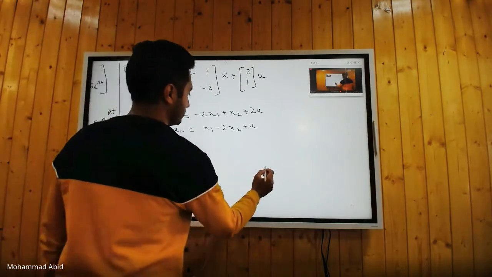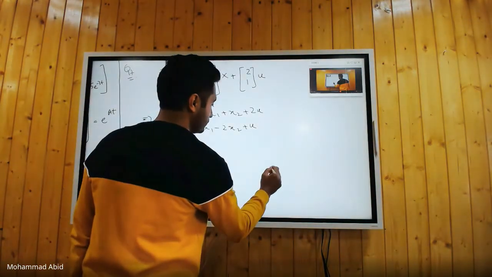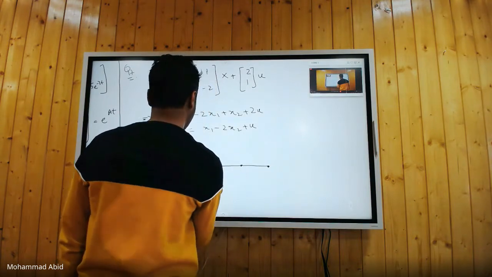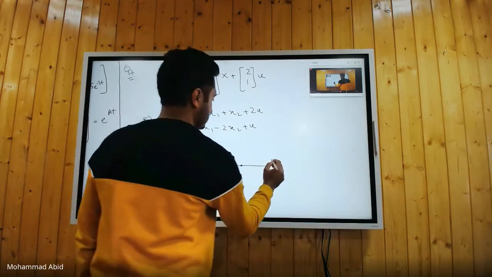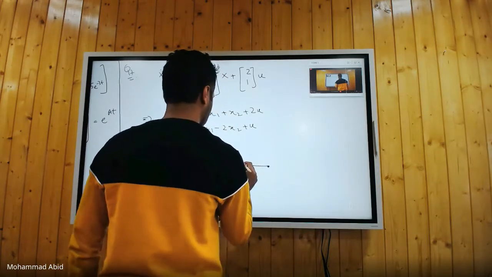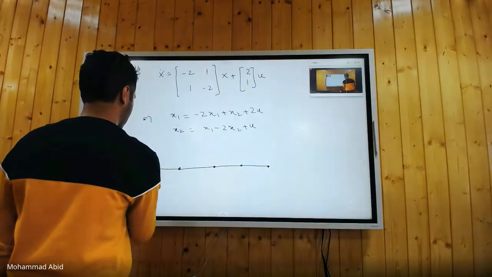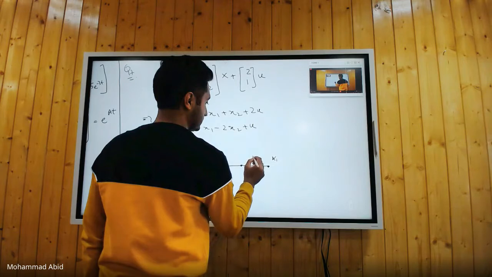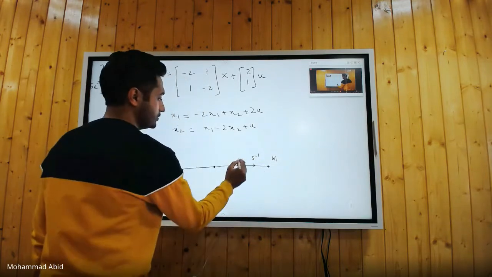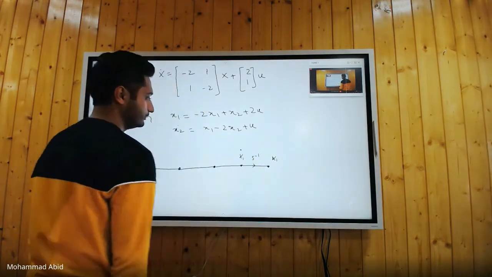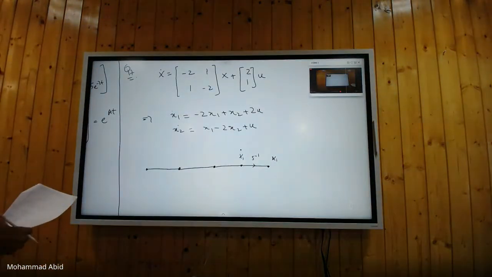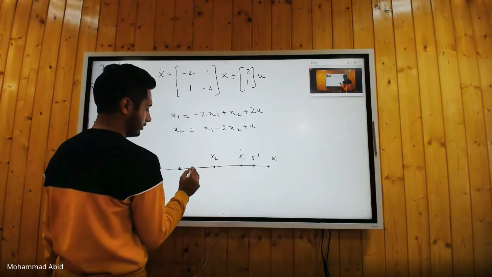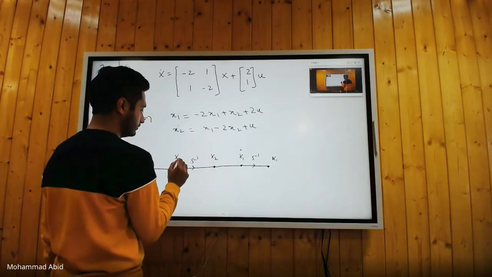Let me just try one thing. Signal flow graph use karna hai. Let me just draw a couple of nodes. Let me take it as x1. This is S inverse, so this will be x1 dot, isn't it? And x2, S inverse. This will be x2 dot.